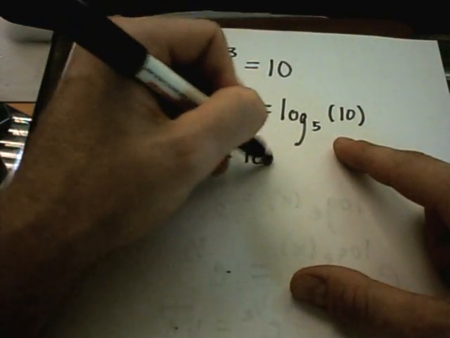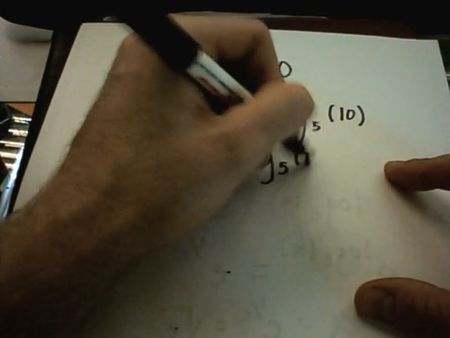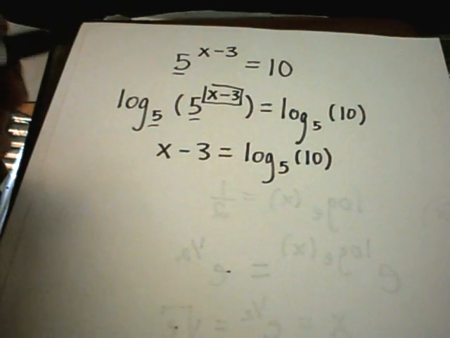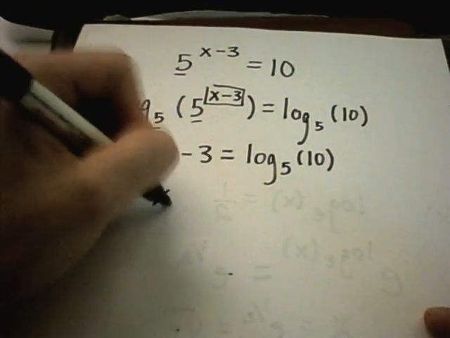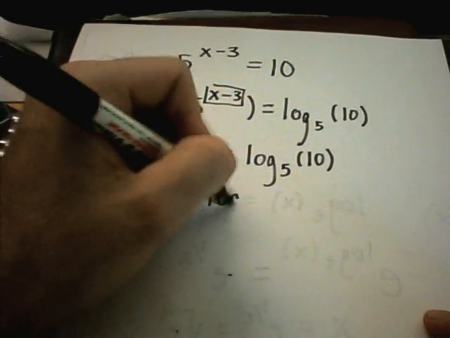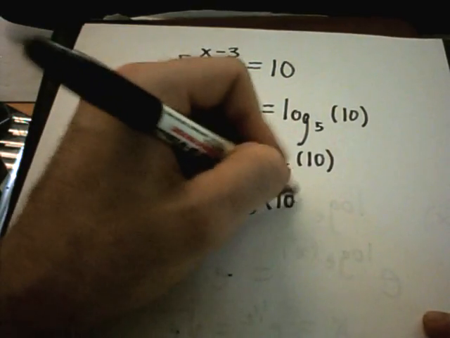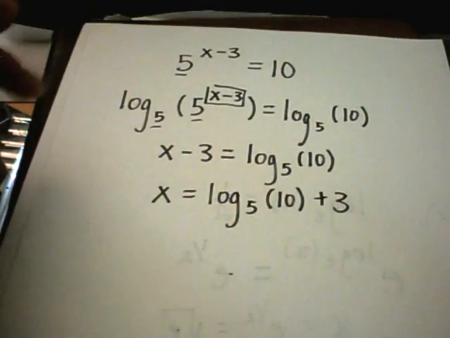Log base 5 of 10, I don't know, that's some number. I'm just going to leave it like it is because I don't know what it is. Now to solve for x, I'll just add 3 to both sides. And again, I'm finished. I've got my answer.